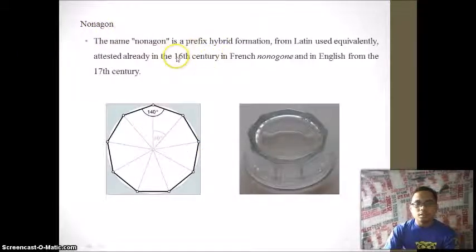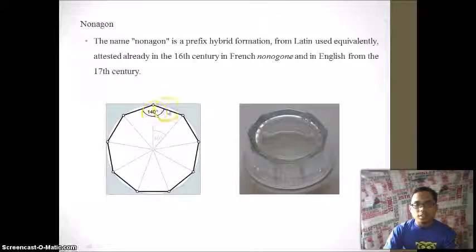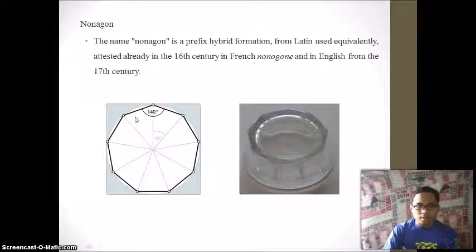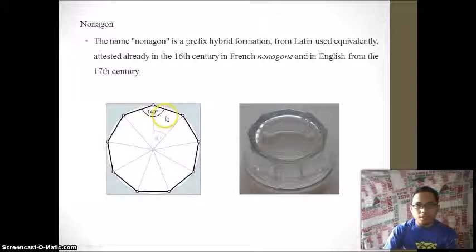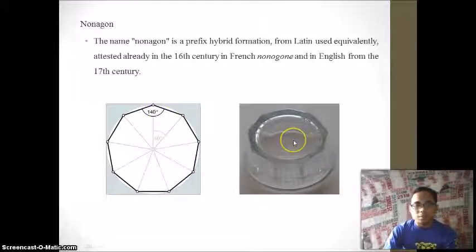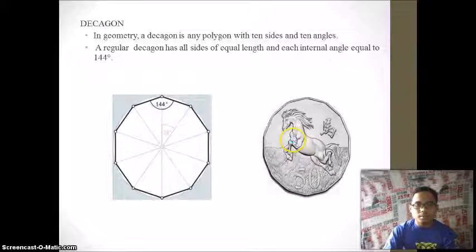The nonagon has nine sides, and each angle is 140 degrees. The sum of the internal angles we can calculate by 140 times 9. Okay, the bottom of a cup uses a nonagon shape.